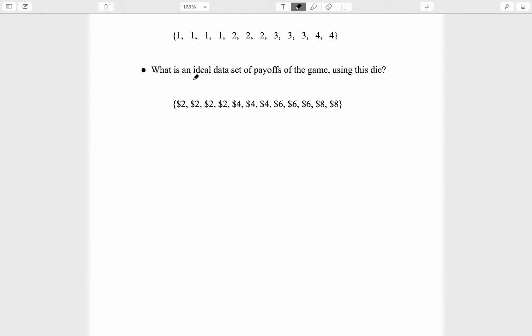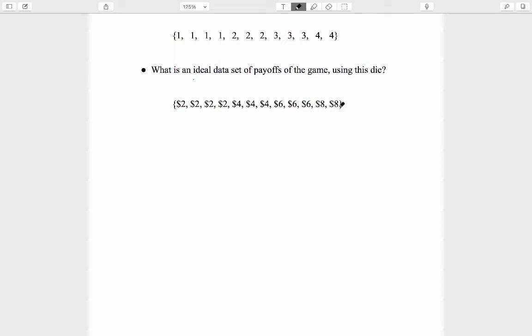Our next question from the end of the last video is, what is an ideal data set of payoffs of the game using this die? If we believe that 4 copies of the number 1, 3 copies of 2, 3 copies of the number 3, and 2 copies of the number 4 form an ideal data set for the numbers themselves that appear on the die, then the corresponding dollar values should form an ideal data set of the payoffs. That means in a perfectly representative 12 plays of the game, there will be 4 times that you're receiving $2, 3 times that you receive $4, another 3 times that you receive $6, and 2 times that you receive $8.